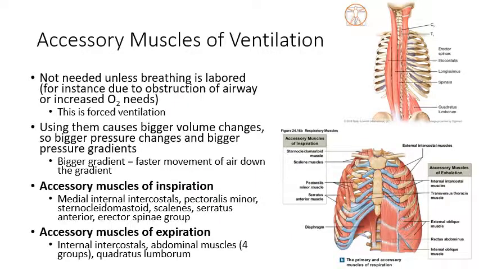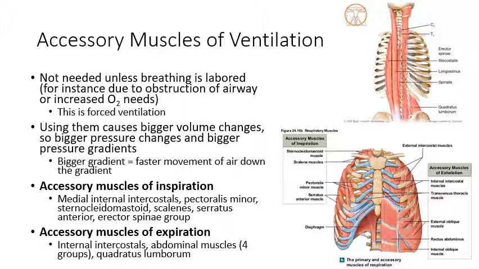So that's if breathing is easy. If breathing is less easy for some reason, you're going to be using the accessory muscles of ventilation to create larger volume changes in the thoracic cavity. Anytime you can get a bigger volume change, you're going to get a bigger pressure change as well. Anytime you have a bigger pressure change, that gives you a steeper pressure gradient, and that means the air is going to move quicker in and out of the lungs.